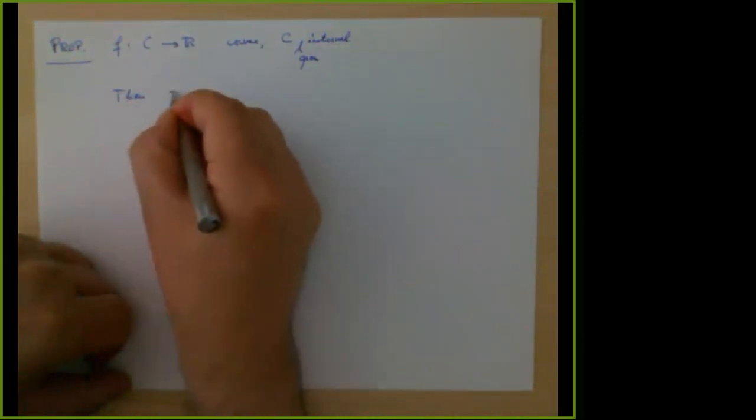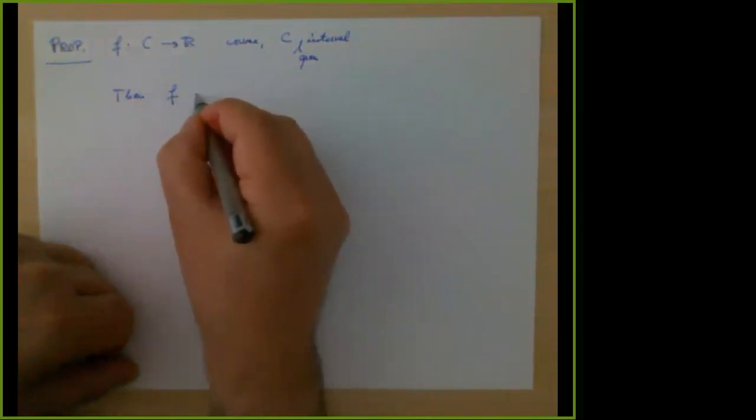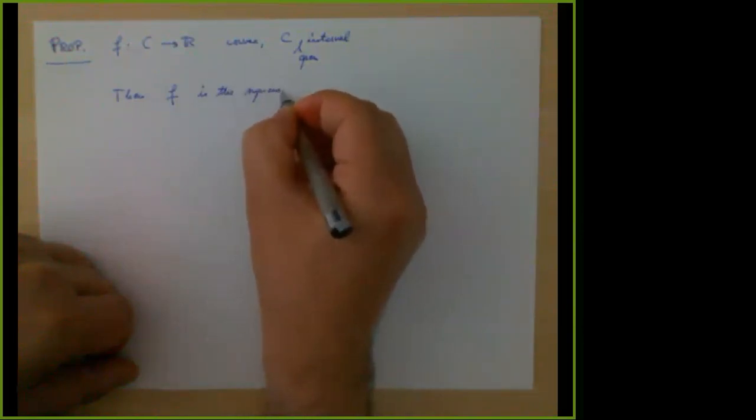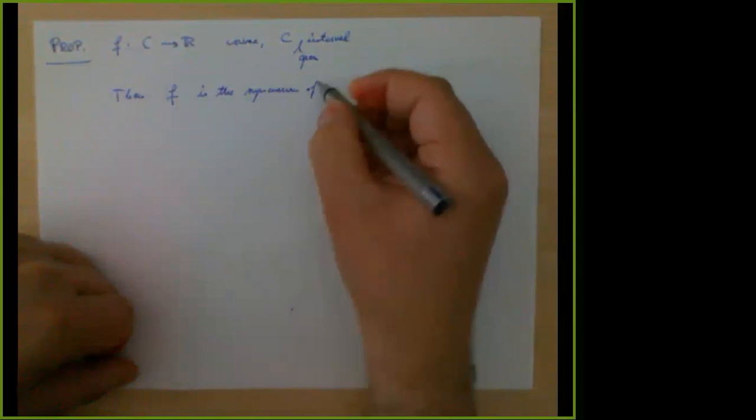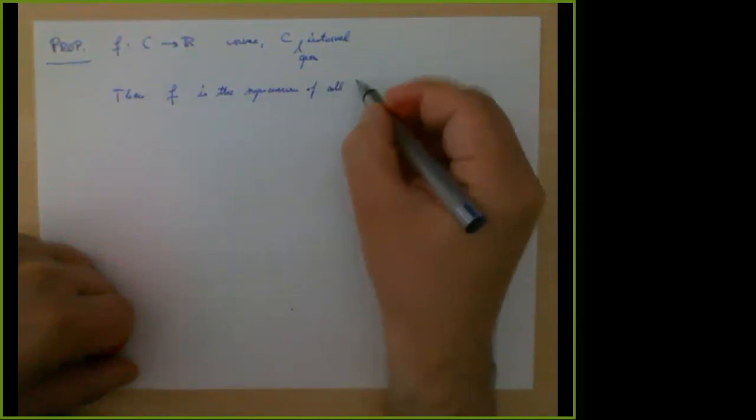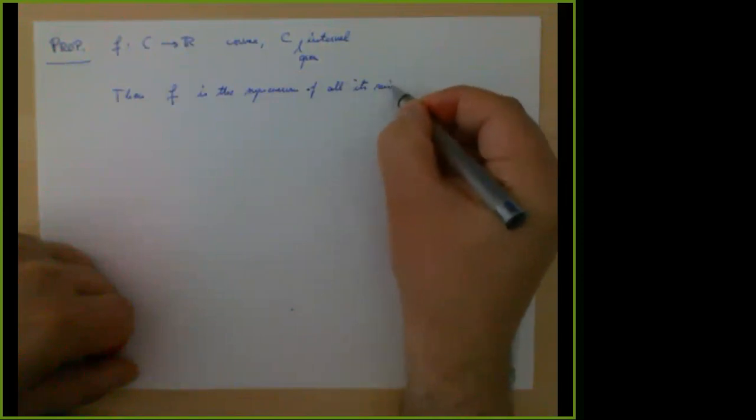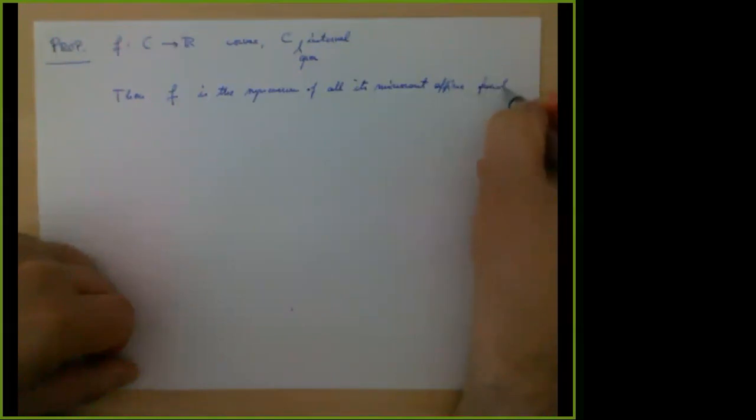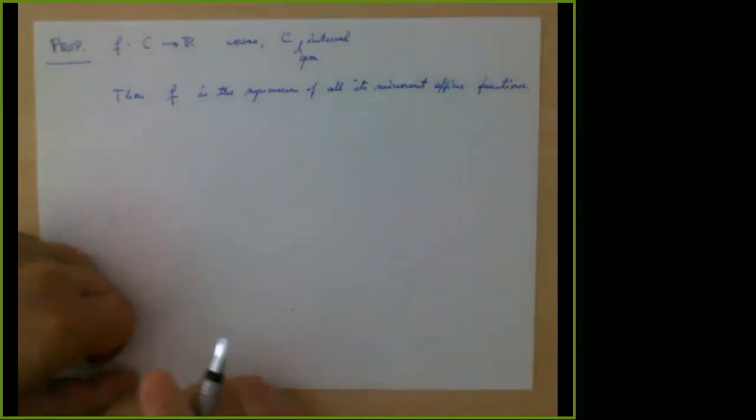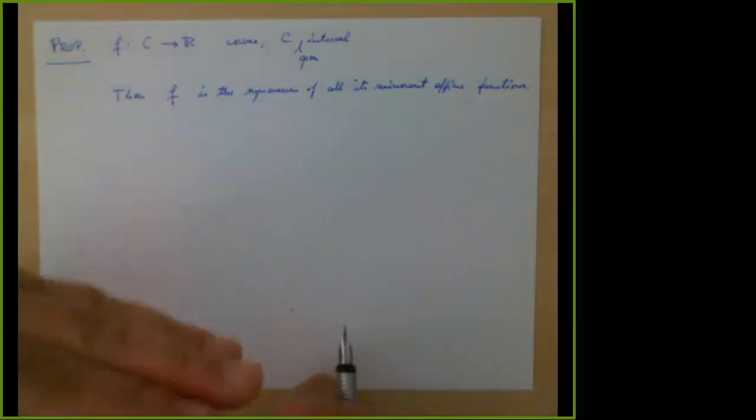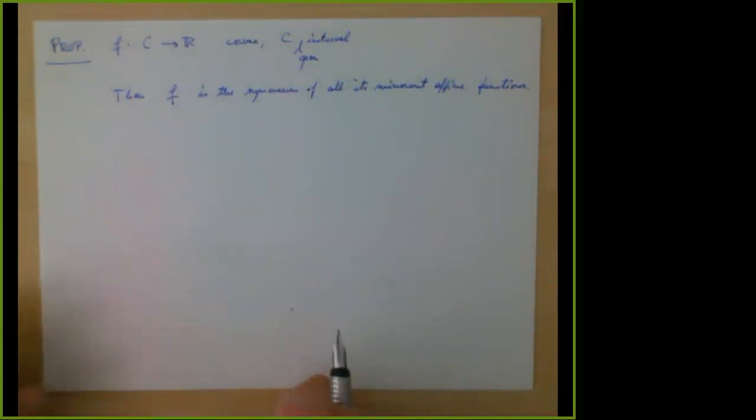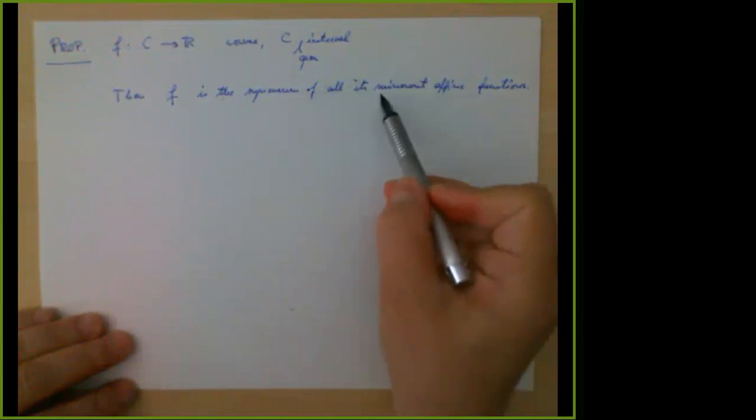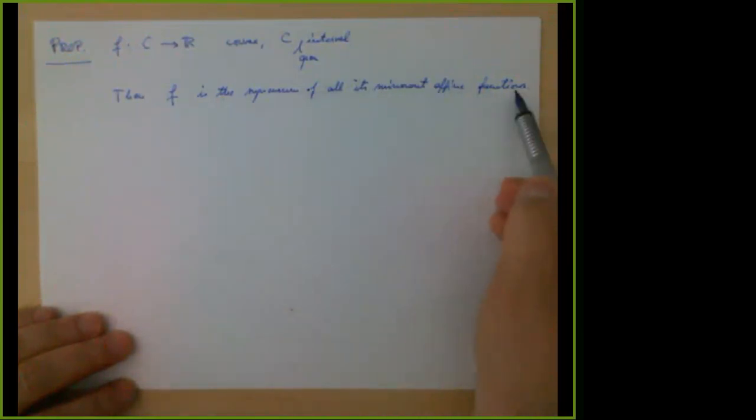Then f is the supremum of all its minorant affine functions. Minorant simply means that the affine functions lie below the function f. So the reason why the previous lemma was important is that we know that the family of minorant affine functions is not empty.